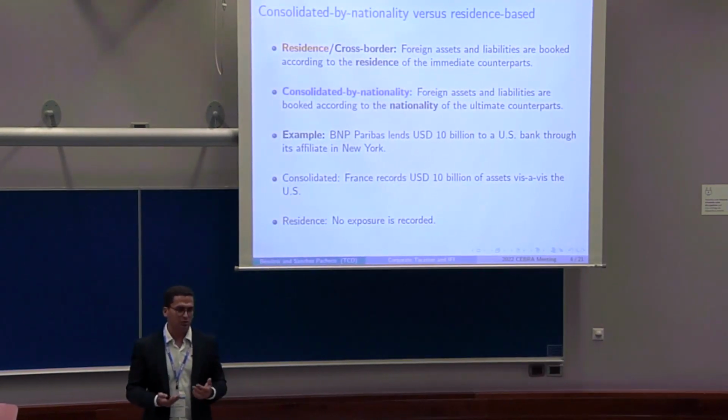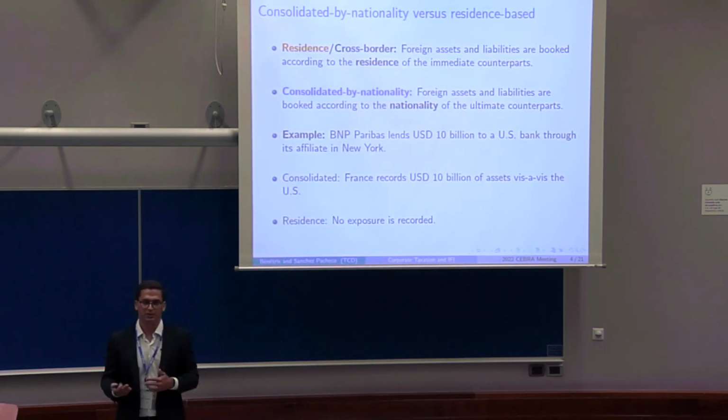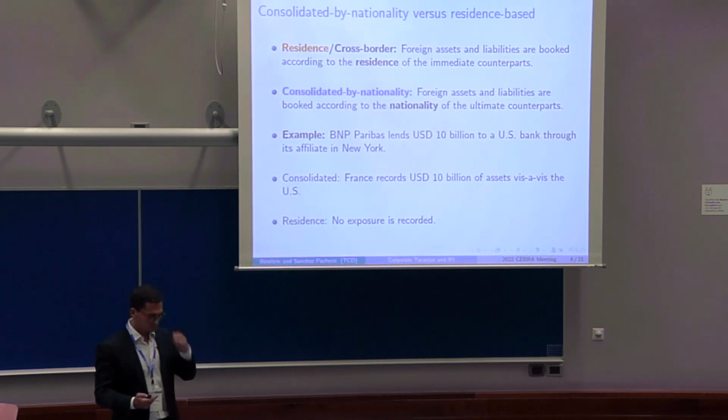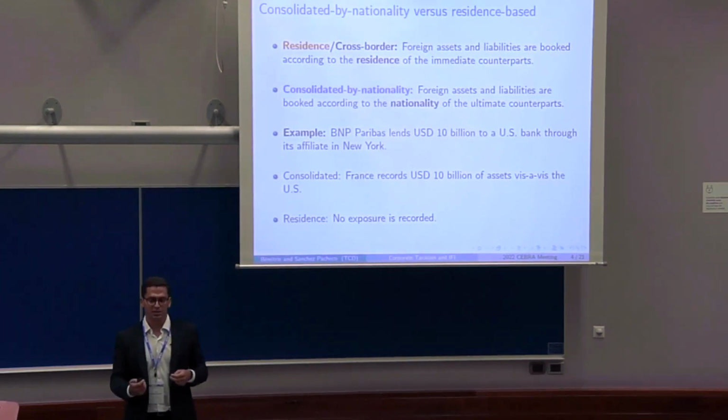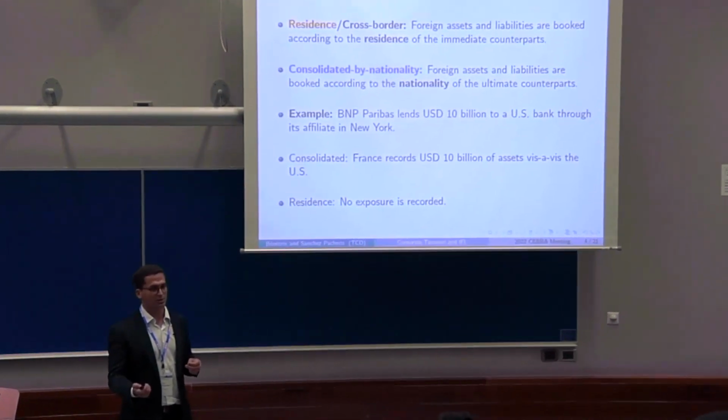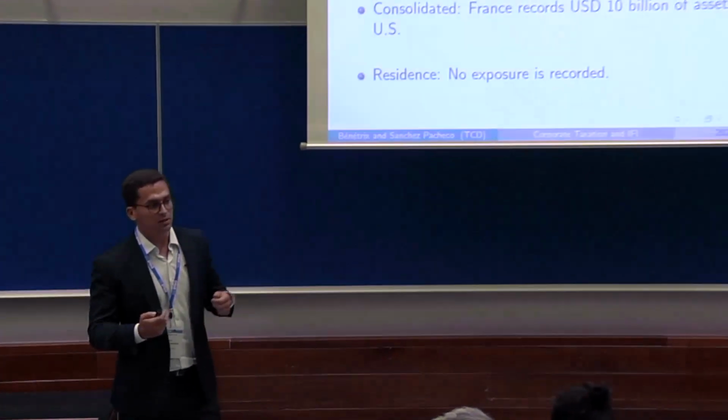Okay, now, what is the consolidated by nationality approach, and how is it different from the residence-based approach? So in conventional residence-based statistics, foreign assets and liabilities are booked according to the residence of the immediate counterparts in a transaction. Meanwhile, in consolidated by nationality statistics, foreign assets and liabilities are booked according to the nationality of the ultimate counterparts. And here's one simple example to illustrate that.